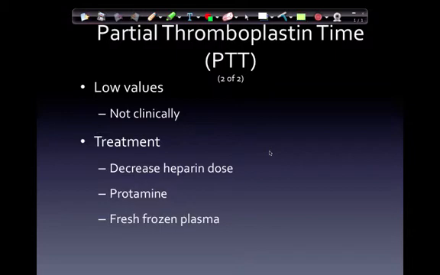Treatment of this is decrease the heparin dose, or protamine. Now, protamine is an antidote for overdose of heparin, 1 to 1.5 milligrams per standard unit of heparin that we think that we've overdosed them. Treatment also could be fresh frozen plasma, because this would actually have our coags in it.